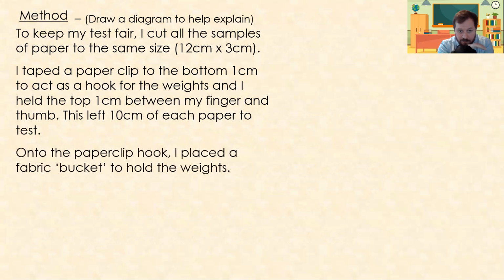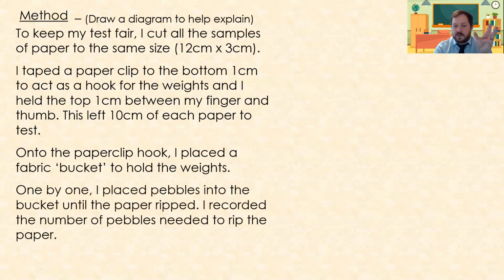Onto the paperclip hook, I placed a fabric bucket to hold weights. You could use a plastic bag or anything else like that, but you just have something that can hold some sort of weights. One by one, I placed pebbles into the bucket until the paper ripped. I recorded the number of pebbles needed to rip the paper. And you might need to think about what size your pebbles were and whether you did that the right way. You could number them, so you always put them in the same order, and that way you know that it's as fair as you can possibly get. If you had a set of weights, you can use that, but you have to use what you have available to you.